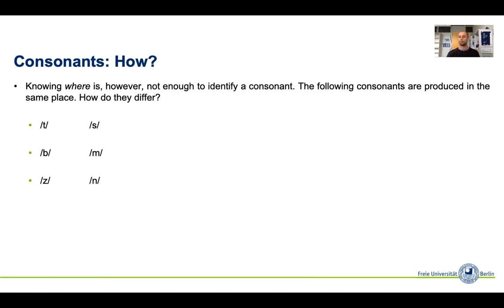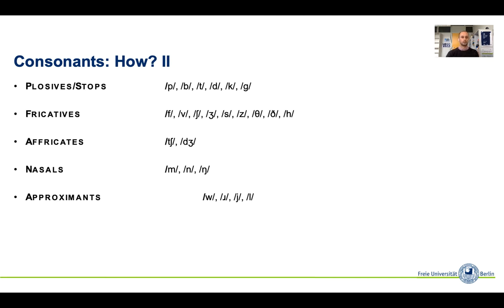But knowing where the obstruction happens is not enough to identify consonants. The following consonants are produced in the same place, but they do differ. So t and s are produced at the same place, but they are distinct. The same goes for b and m, or z and n. And they differ in the manner of articulation, so how the obstruction happens.